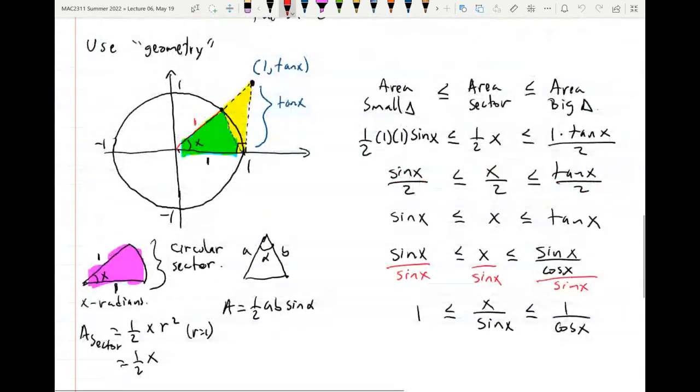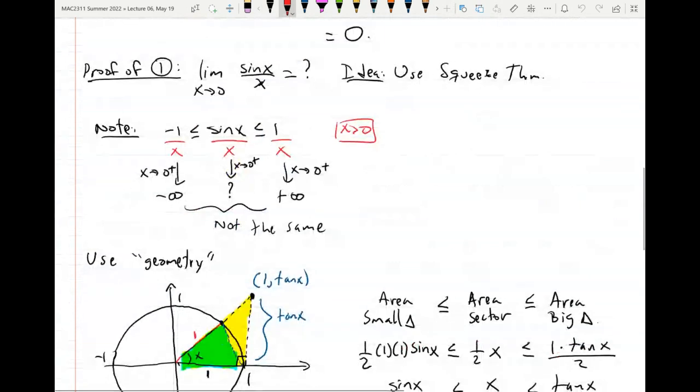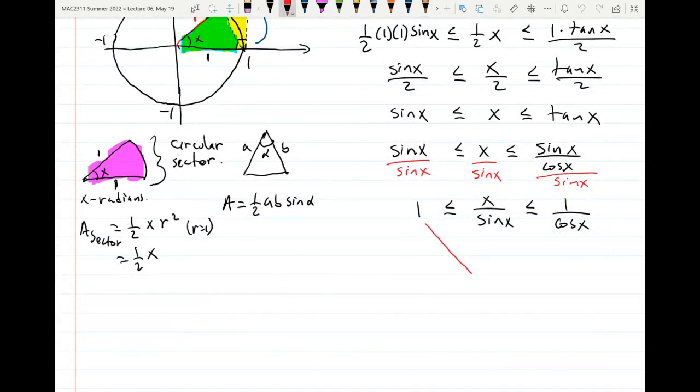Well, let's see. Remember, we're interested in the limit as x approaches 0. Our smaller function here is the function 1, and the limit as x approaches 0 of 1 is just 1, because that's a constant, right? Then the outer function is 1 over cosine, and the limit as x approaches 0 is also 1 because cosine of 0 is equal to 1. So now we found what we needed, because we have these two functions, the big and the small function. They both approach the same point when x approaches 0. They both approach 1. So the one in the middle has to have the same limit.